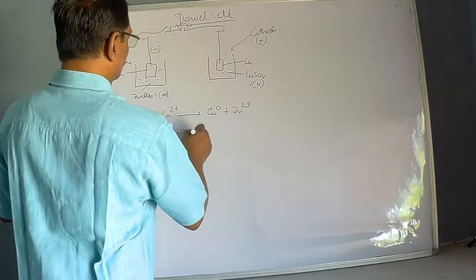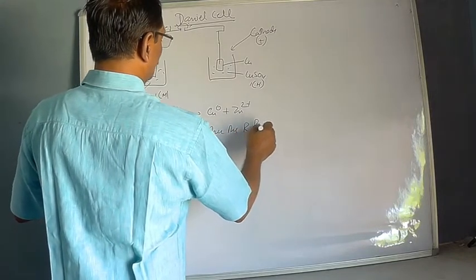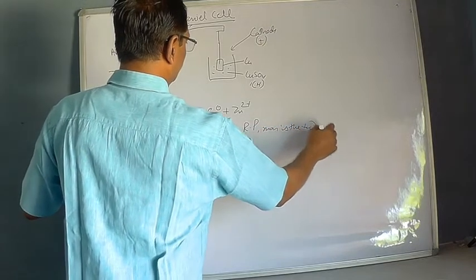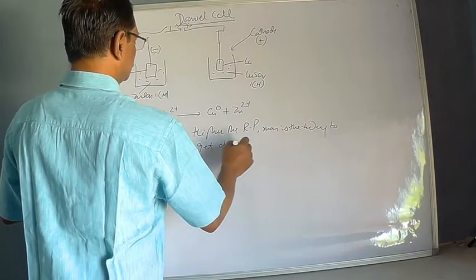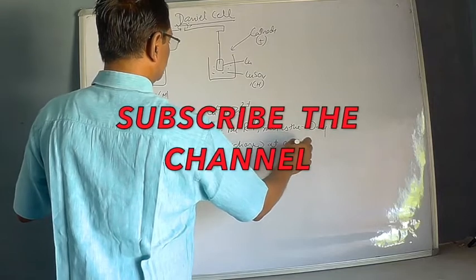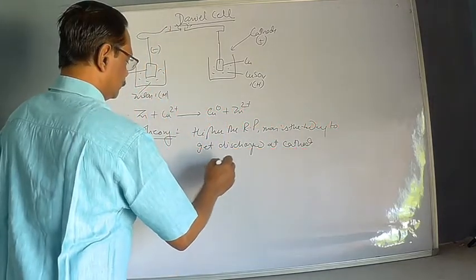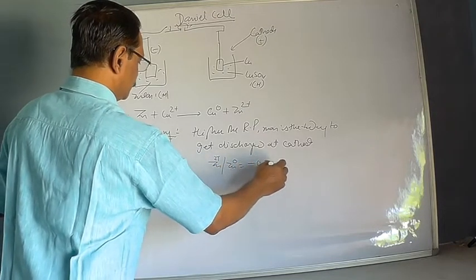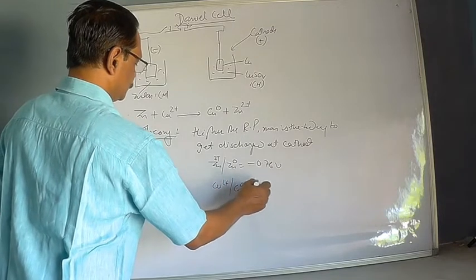And the cell theory was: higher the reduction potential, more is the tendency to get discharged at cathode. In class, I have already given these values to you. For Zn2+ / Zn0, the value was minus 0.76 volt, and for Cu2+ / Cu0, the value was positive 0.34 volts.